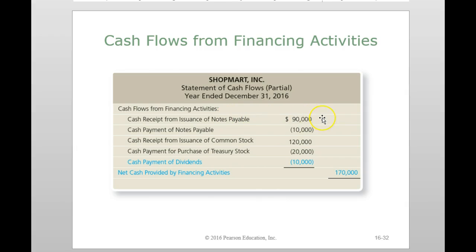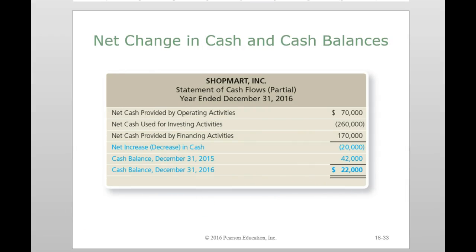We have a receipt because we issued a note payable for $90,000, we paid $10,000 on a note. We sold some common stock, and we bought some treasury stock. And then we deduct those payments for the dividends. And that gives us net cash provided by financing of $170,000. Now let's put this all together, add them up, and oh wow, we've got a decrease in cash of $20,000. We had a beginning balance of $42,000. If I take that $20,000, I should have a cash balance of $22,000 on the balance sheet at the end of December.